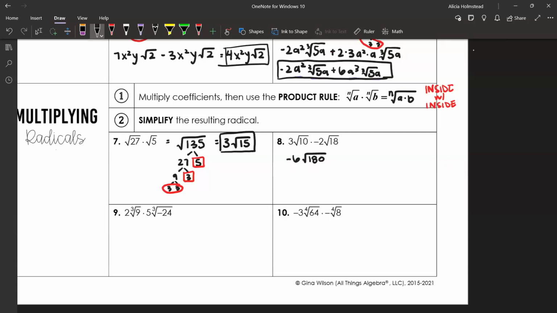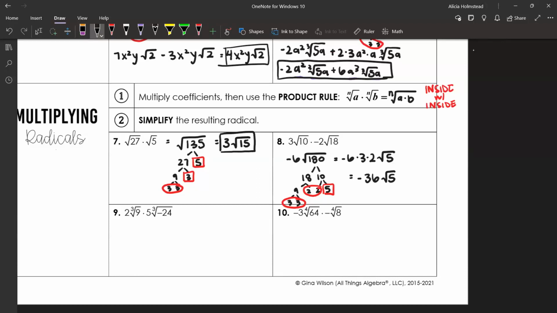And then we want to write it in its simplest form. So 180 breaks down into 18 and 10. 10 is 2 and 5. 18 is 9 and 2. 9 is 3 and 3. Our index is 2, so groups of 2 things. So we'll be left over with a 5. So this will become -6 times 3 times 2 times the square root of 5. 6 times 3 is 18, times 2 is 36. So this will be -36 square root of 5.